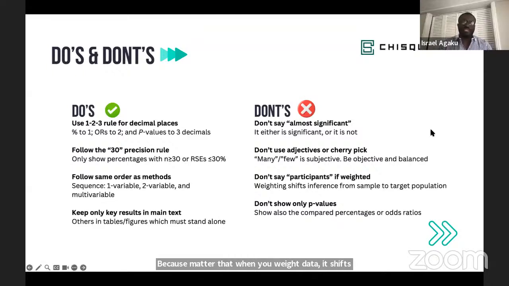And please don't show only p-values. We've talked about this many, many times before. If you show a p-value, you must show what is being compared, either a percent, set of percentages or odds ratios or something. You can't just show p-values and no. That's wrong.